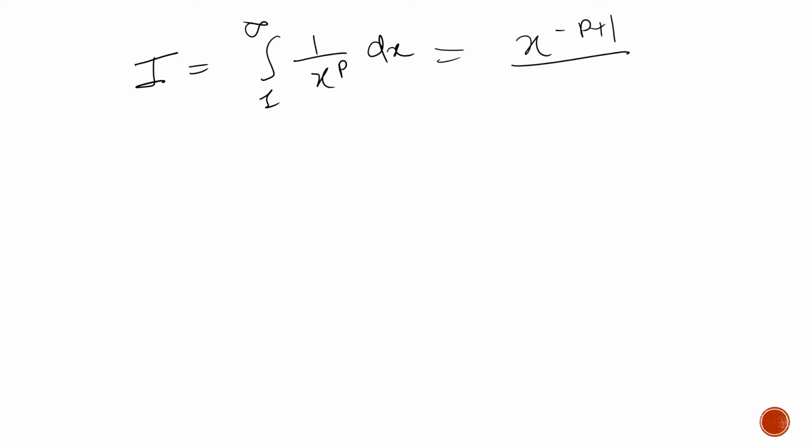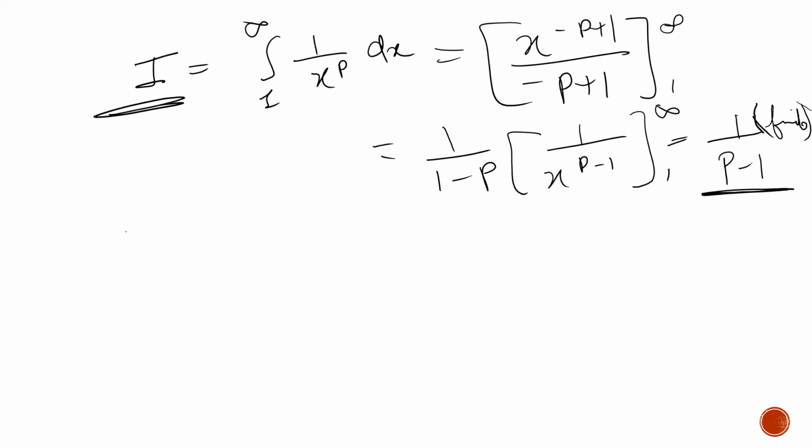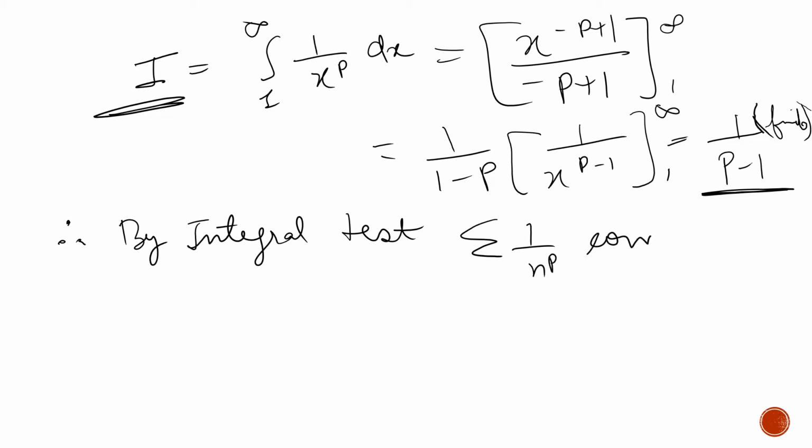So I'll have the integral as this. So this will be equal to 1 by p minus 1, which is finite. So for p greater than 1, you can see clearly that the value of this integral came out to be finite, and therefore by integral test the series converges for p greater than 1.